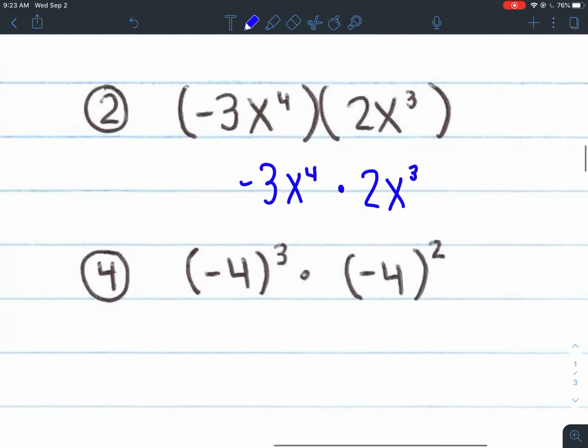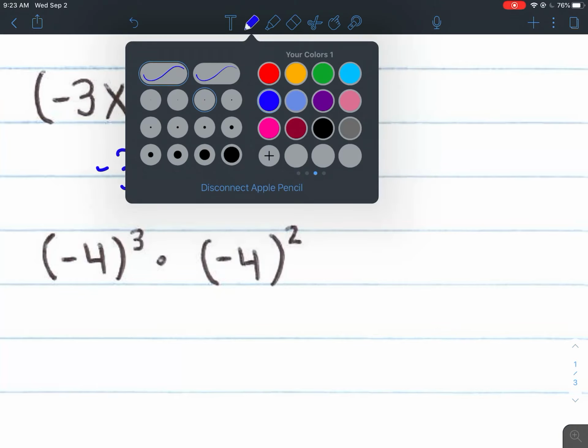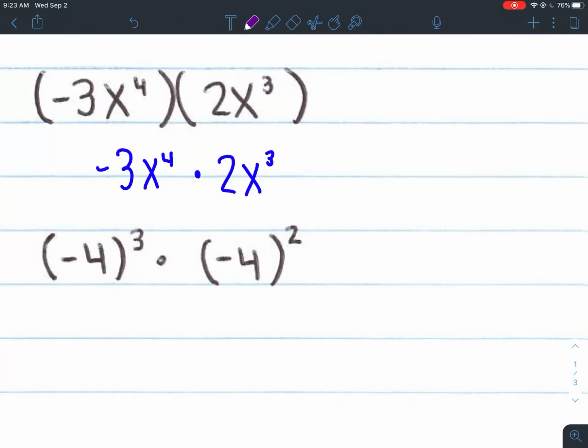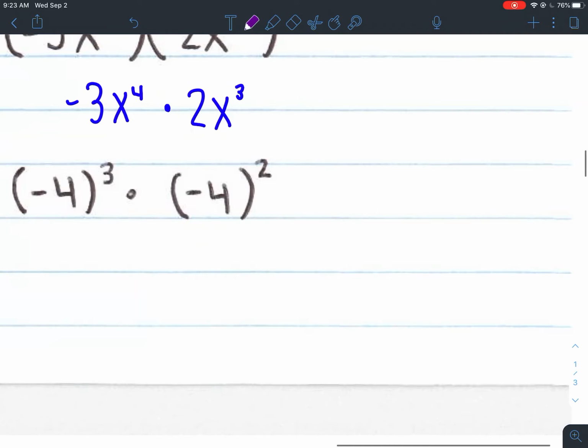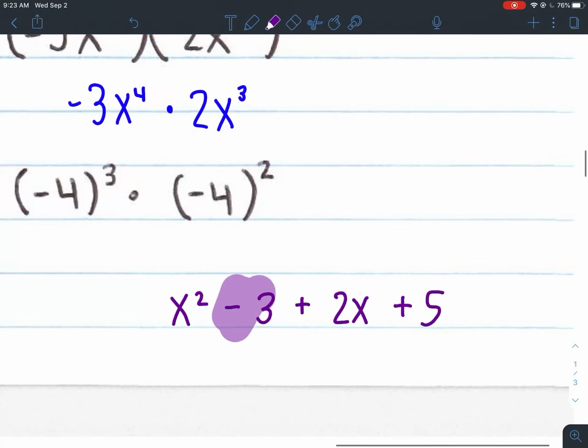Now here's an example of you need to only combine things that are like bases. Now just like terms, numbers are like bases. So like, for example, when we have x squared minus 3 plus 2x plus 5, and I ask you, are there any like terms? And you're like, yeah, I can combine the negative 3 and the positive 5 together. Those are like terms. Regular numbers are like terms with each other.